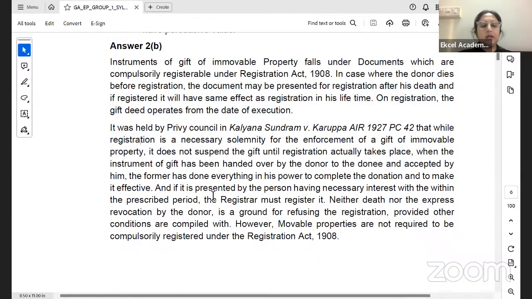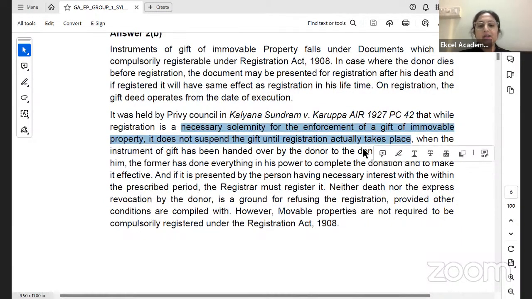Next. So here, if you remember the case law name, you can give a reference. It's good. It was held by the Privy Council in Kalyan Sundaram versus Karupa. See, all this, the 1927 citation, these things you leave. At least the name, you have to write it properly. In Kalyan Sundaram versus Karupa case, that much at least you write, that while registration is necessary solemnity for enforcement of a gift of immovable property, it does not suspend the gift until registration actually takes place.